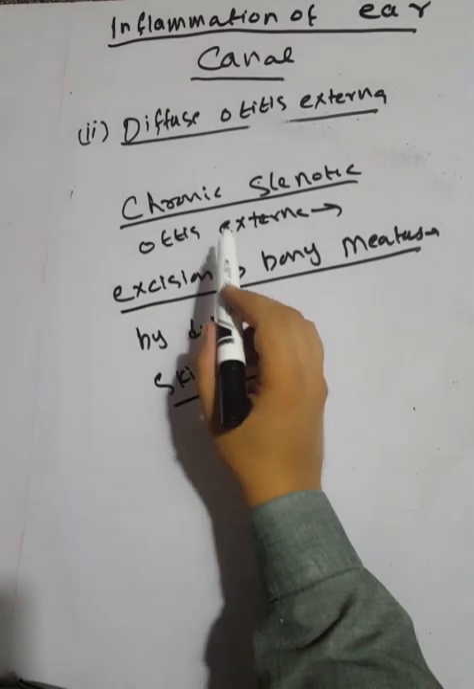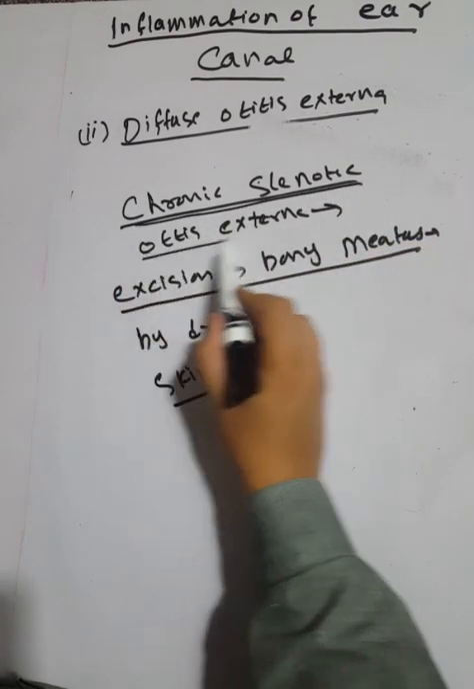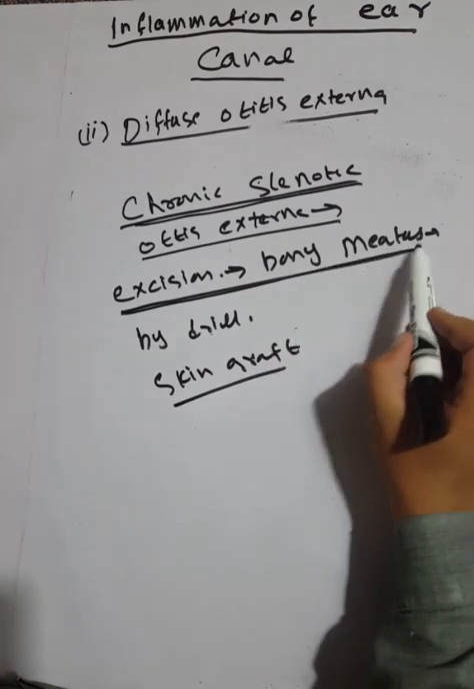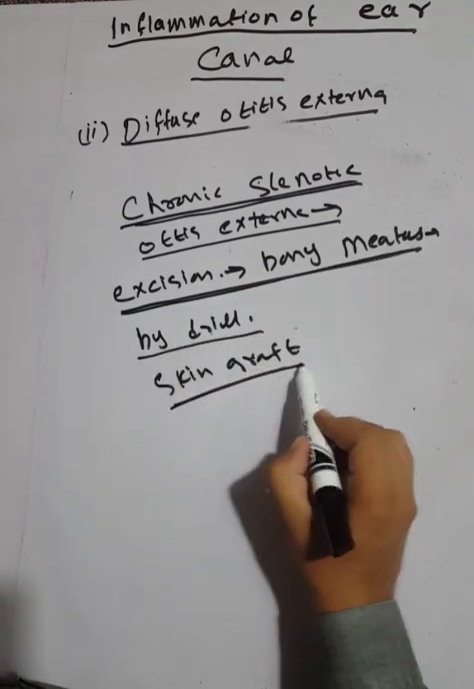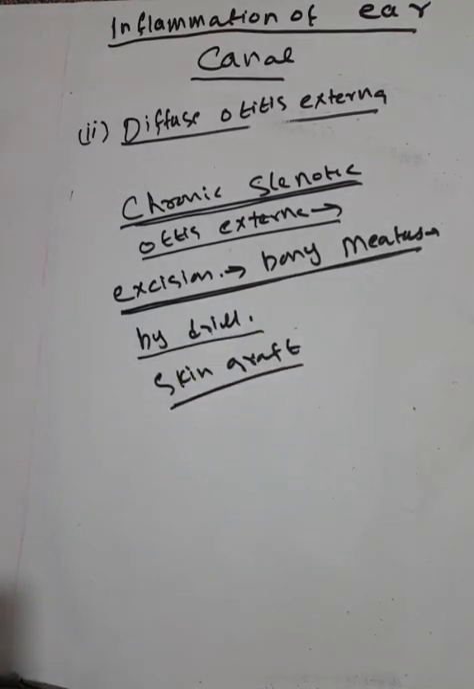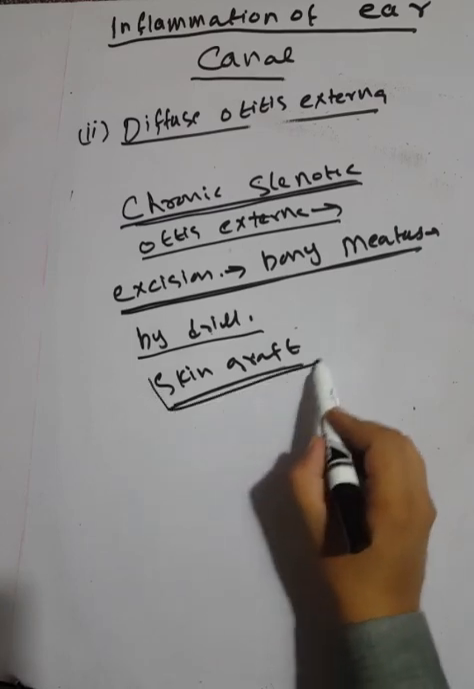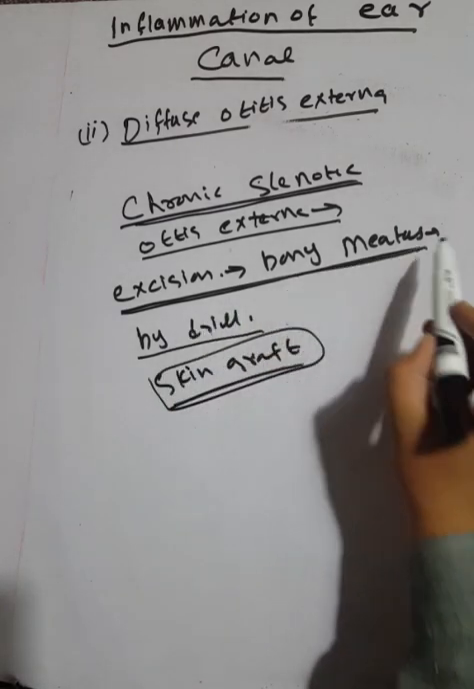In the case of chronic stenotic otitis externa, excision of the bony meatus can be done by drill, and a skin graft can be attached.